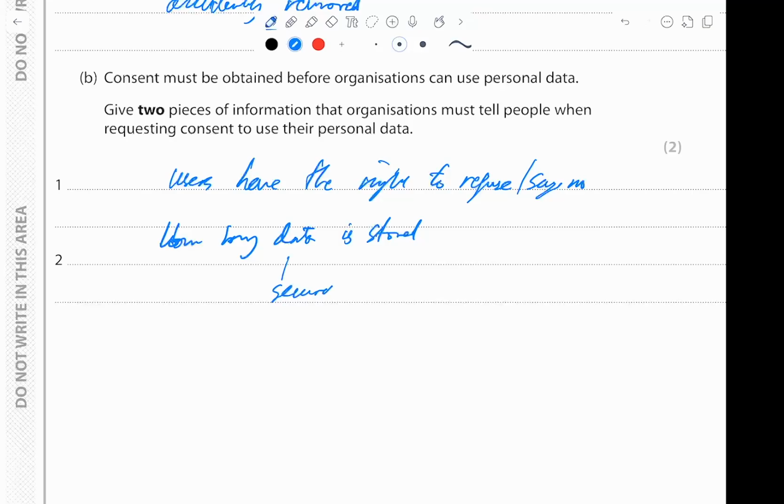We had problems with obviously Co-op and Marks and Spencers recently. They lost lots of data, so they should have put more effort in to secure it. Also, that you can withdraw consent at any time. And technically, you're meant to be able to see the data itself.